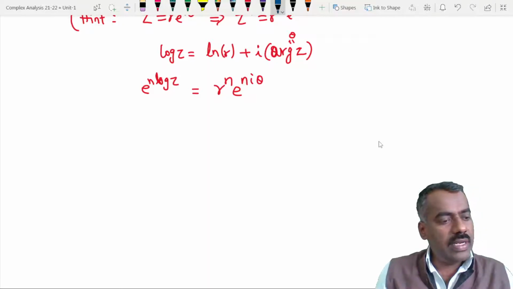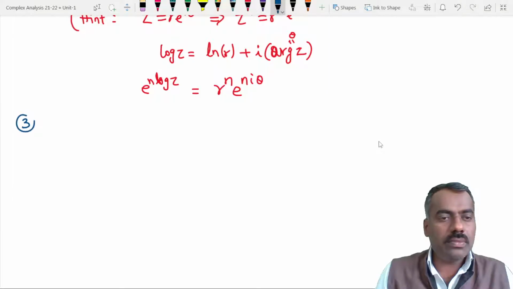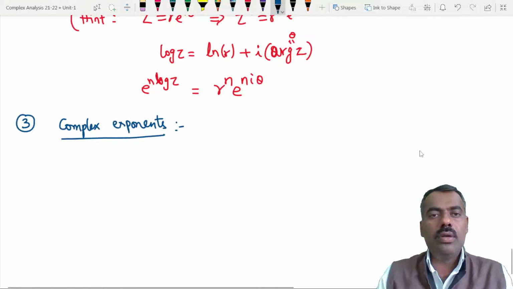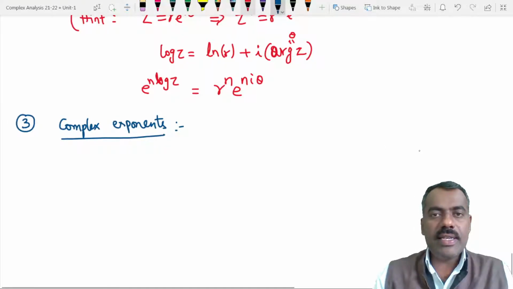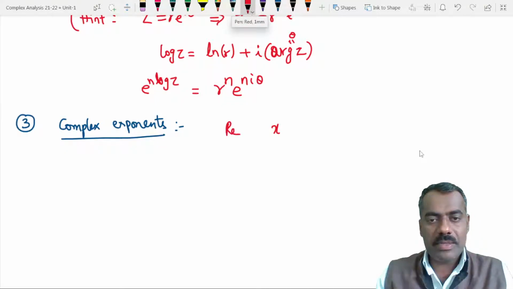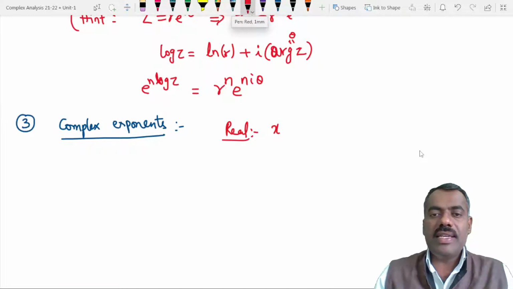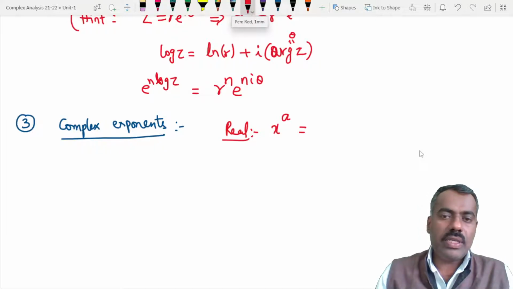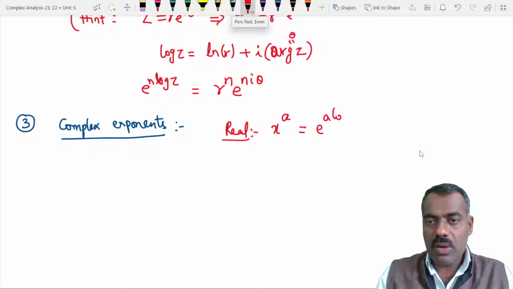Okay. So we'll go to the next important one, which is complex exponent. So in the real case, what we know already is that if x is any real number and a is again a real number, then x power a, because x is greater than 0, we require that. So then this is the same as e power a log x.